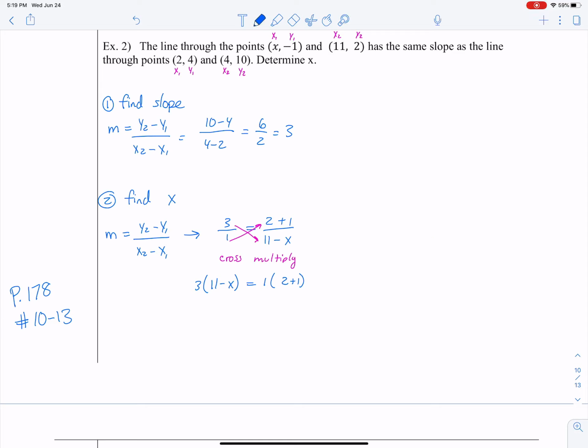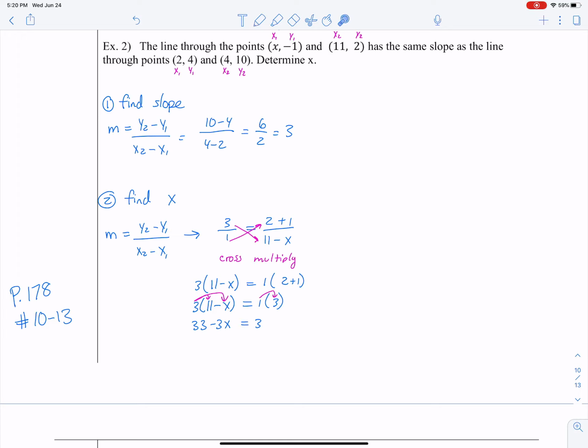So now I'm going to simplify. 3(11 minus x) is equal to 1, and 2 plus 1 is going to give me 3. Now I can multiply. I'm going to do 3 times 11, and I'm going to do 3 times negative x. And here I'm going to do 1 times 3. So I end up with 33 minus 3x is equal to 3.